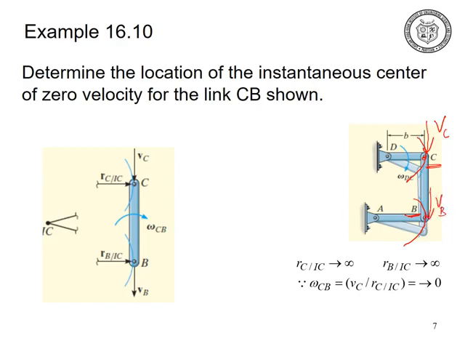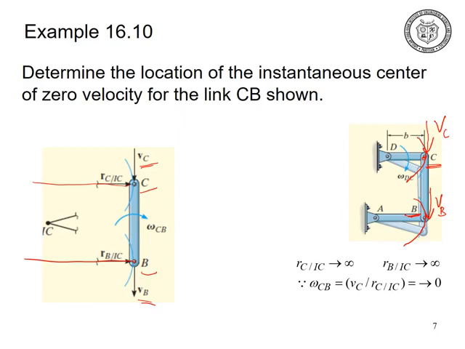If I draw this link separately, this is our link CB. On this, the velocities VC and VB act downward. For finding the instantaneous center of zero velocity, we have to draw the perpendicular on VC and VB. Let us say that this is the perpendicular on VC, and similarly the perpendicular on VB is this one.